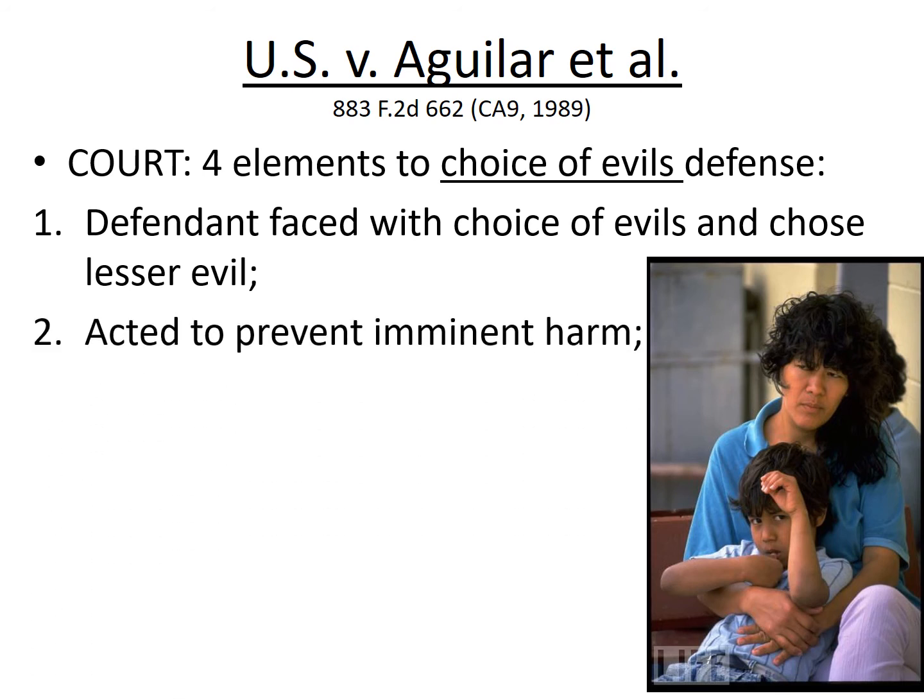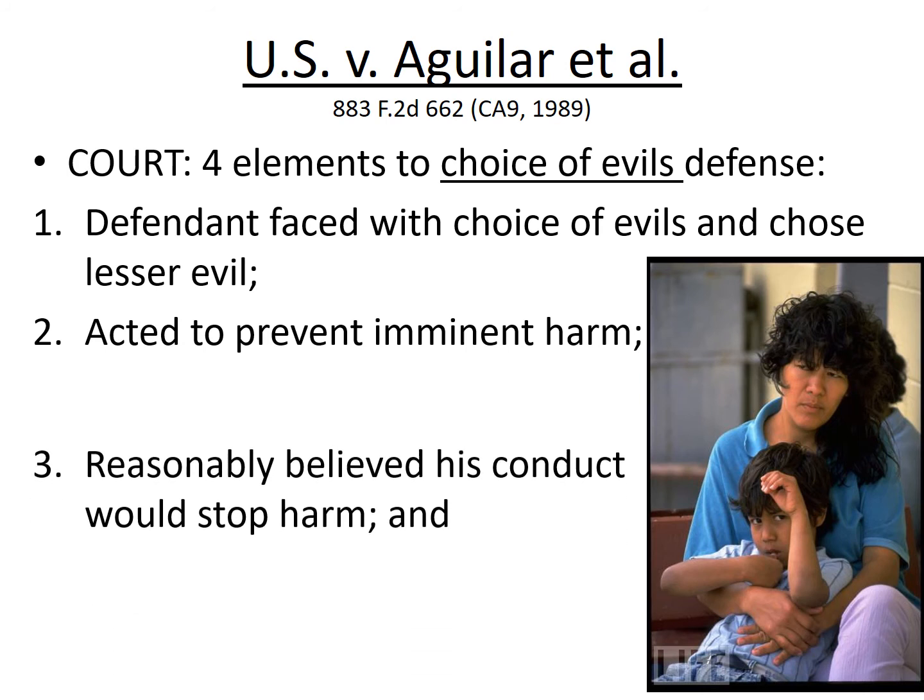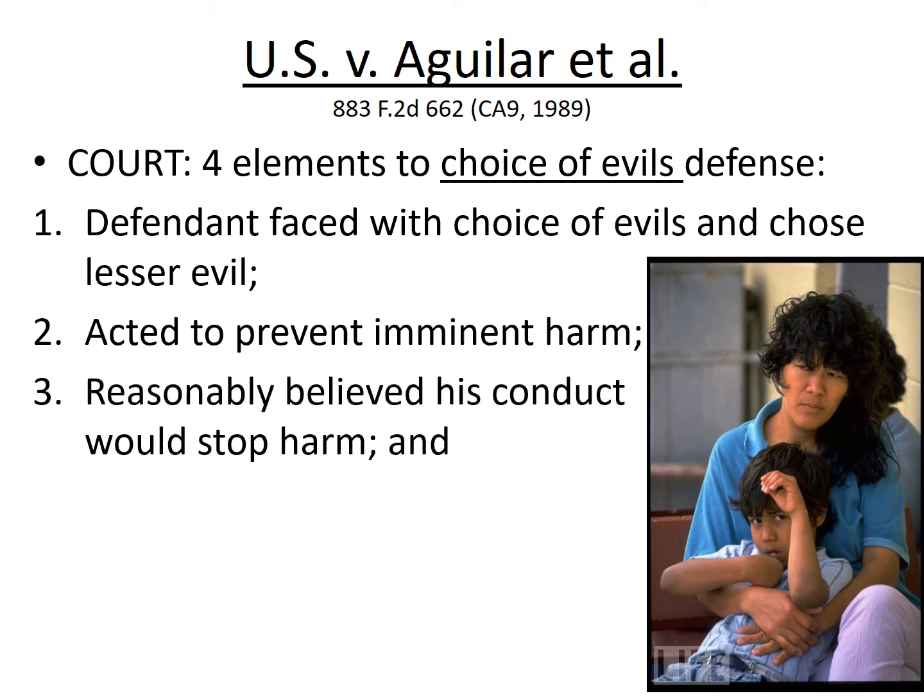Step 2, he acted to prevent imminent harm. So remember, imminent is the legal word for immediate. The harm has to be coming at him right now. Number 3, he reasonably believed his conduct would stop the harm. Well, by smuggling them into the U.S., is it reasonable to believe that he would stop the harm of them being killed in Central America? Probably. And number 4, that there are no other legal alternatives. Well, were there other legal alternatives to Mr. Aguilar? The court's going to look at these 4 elements and apply them to Mr. Aguilar.